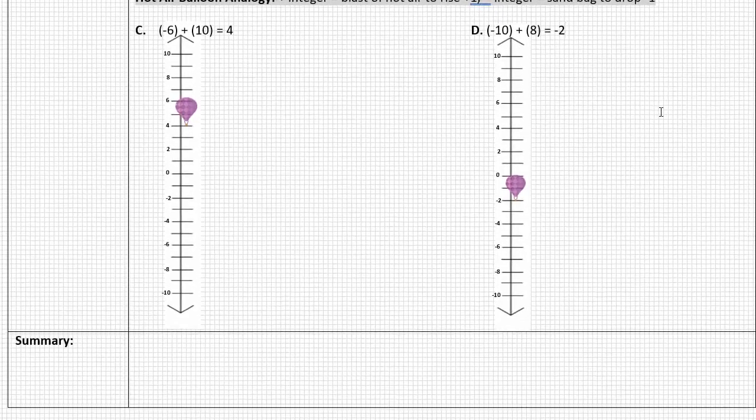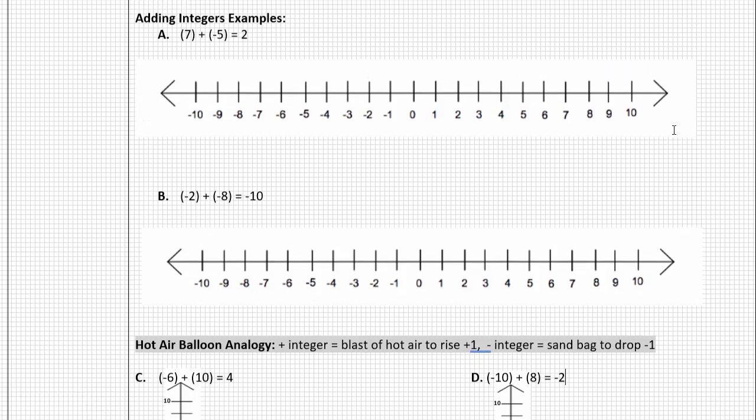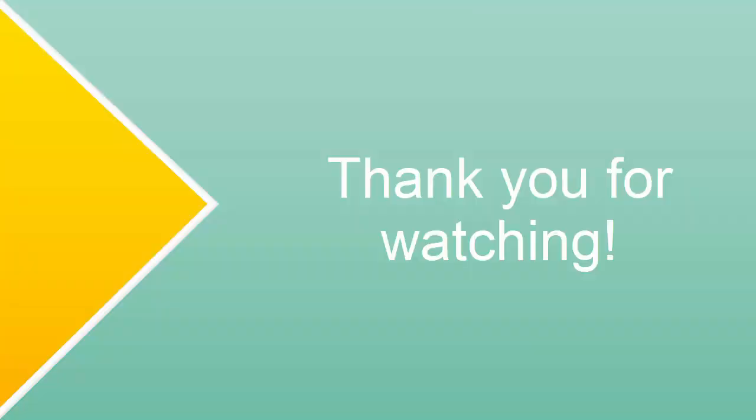All right, so that concludes our video today on adding integers with the number line, and we saw both horizontal examples and vertical examples.